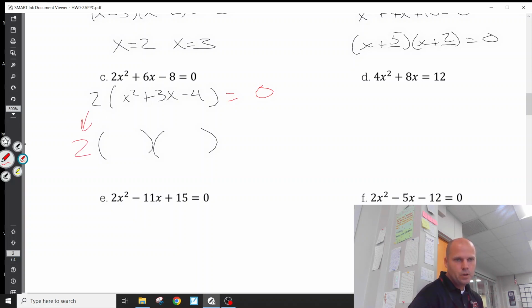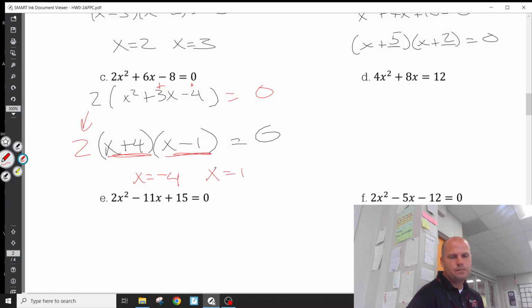Cool. The two numbers that add to get +3 and multiply to get -4 are +4 and -1. Now, what are the values for x that make this 0? Well, we can tell from this one, -4. We can tell from this one, 1.